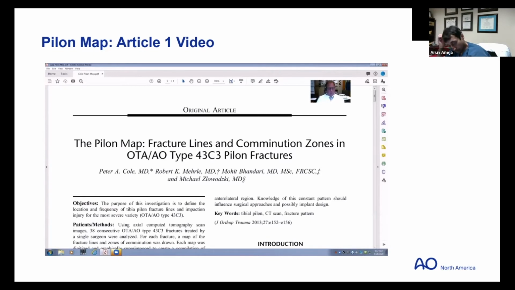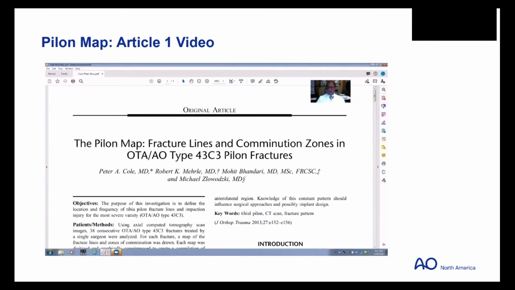So what was interesting, of course, is the finding that you would see what I call the primary fracture lines. Those were the fracture lines that occurred in essentially every case. And then you'd see a lot of secondary fracture lines, which would establish the comminution in a tibial plafond.